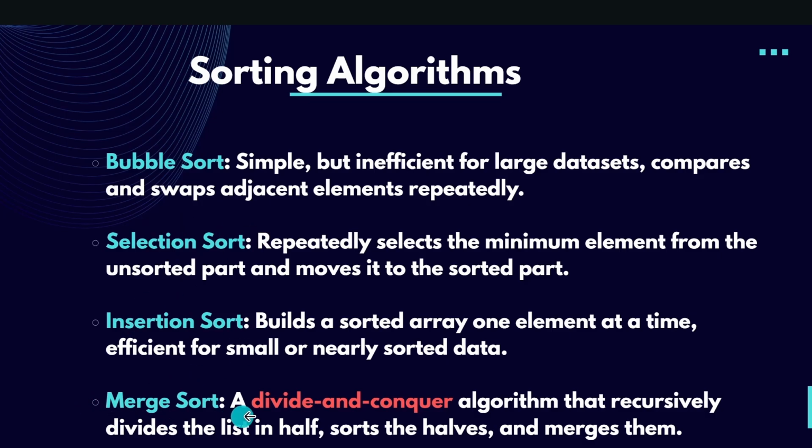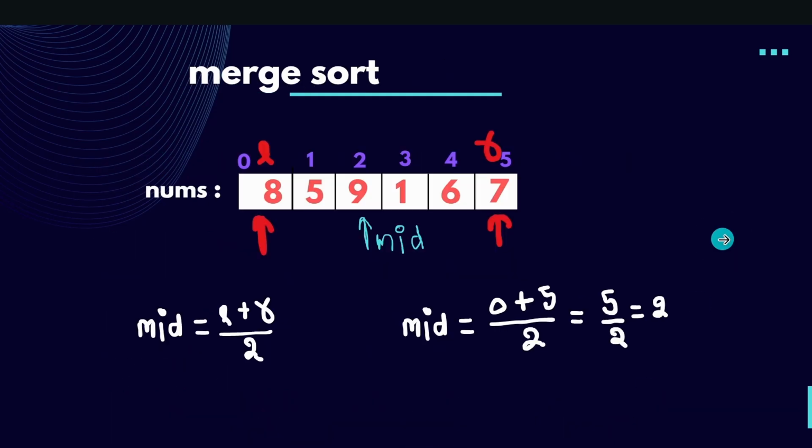So merge sort is a divide and conquer, divide and merge type of algorithm. It recursively divides the list into half, sorts the halves and merges them. So how that happens, let us see first.